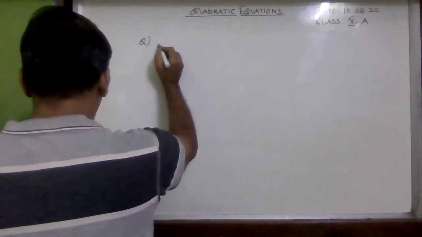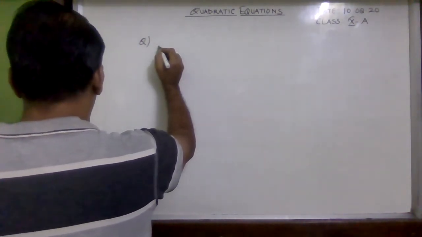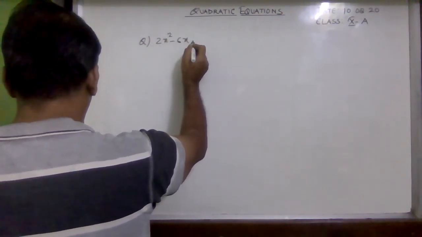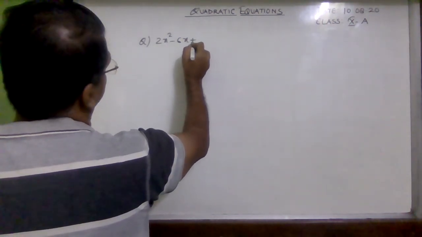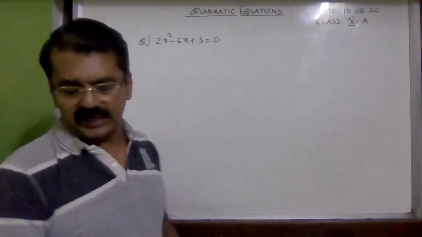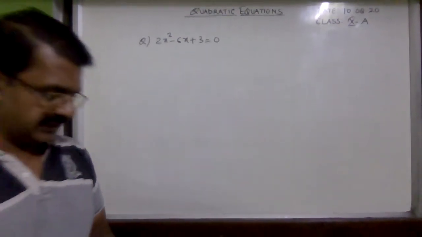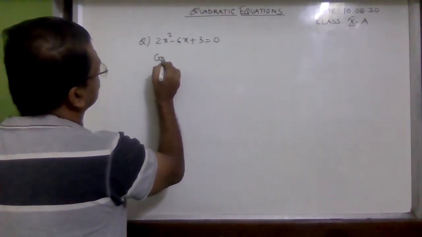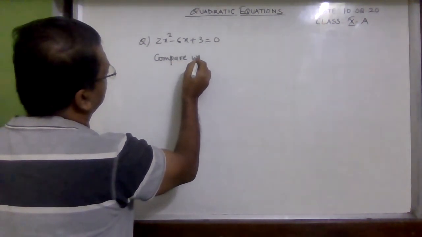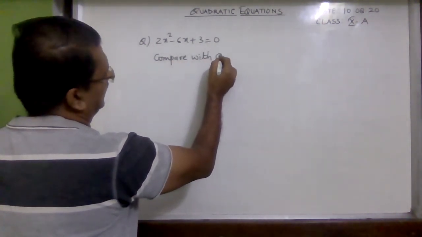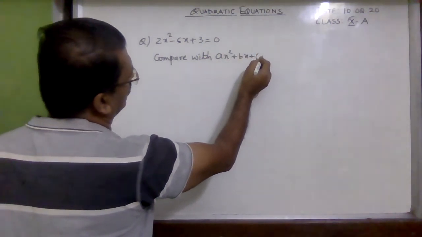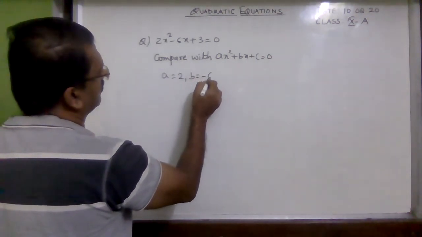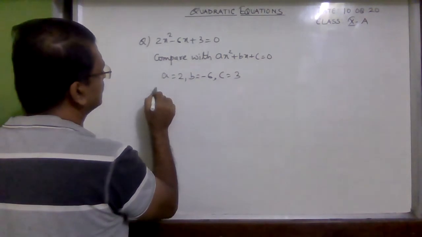Question is, 2x² − 6x + 3 = 0. You have to find the nature of the roots of this equation. So compare with ax² + bx + c = 0. So a is equal to 2, b is equal to −6, c is equal to 3.